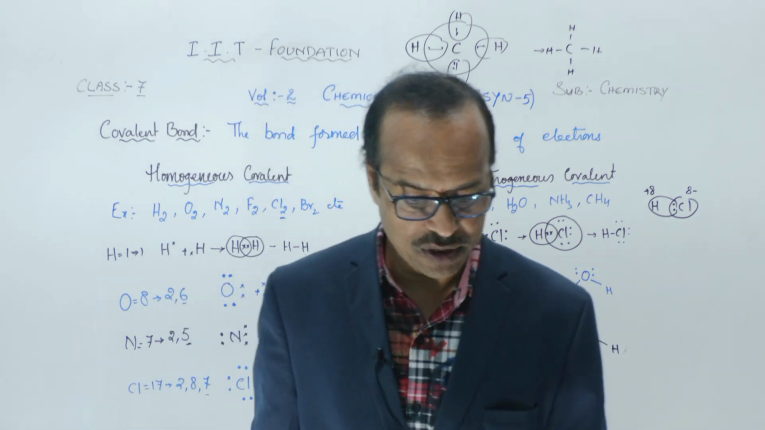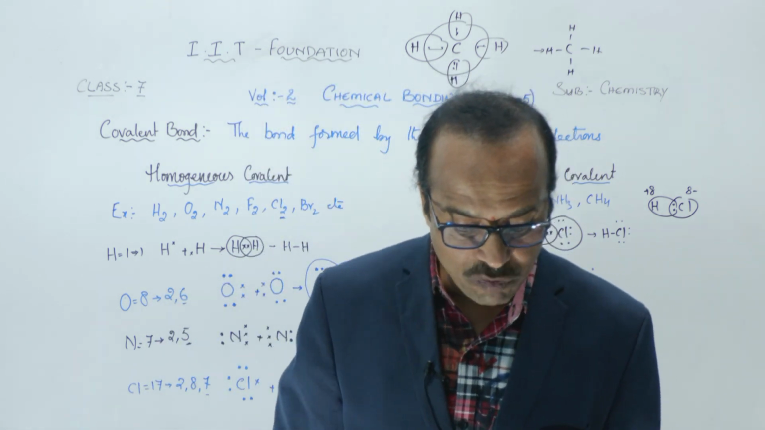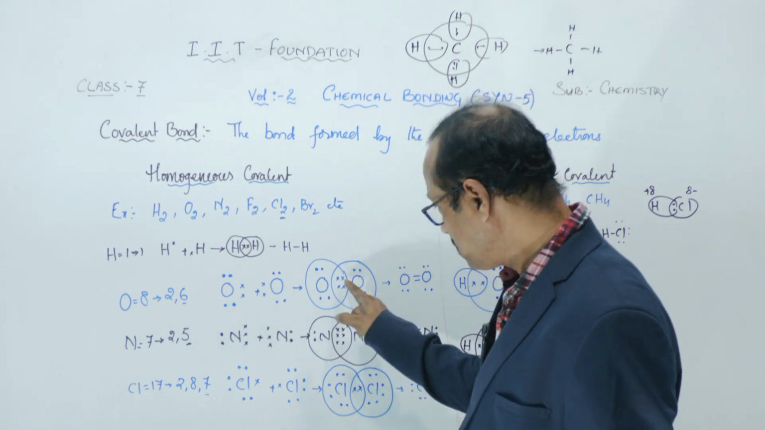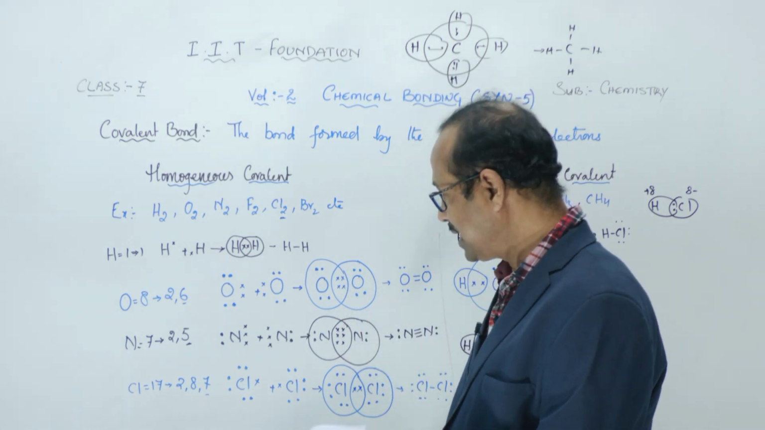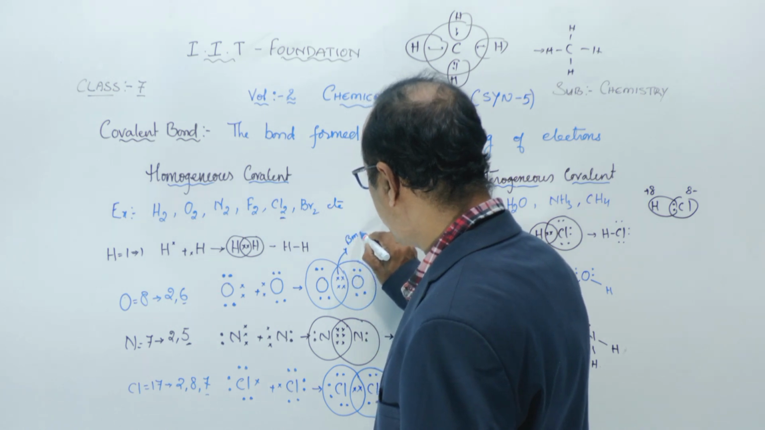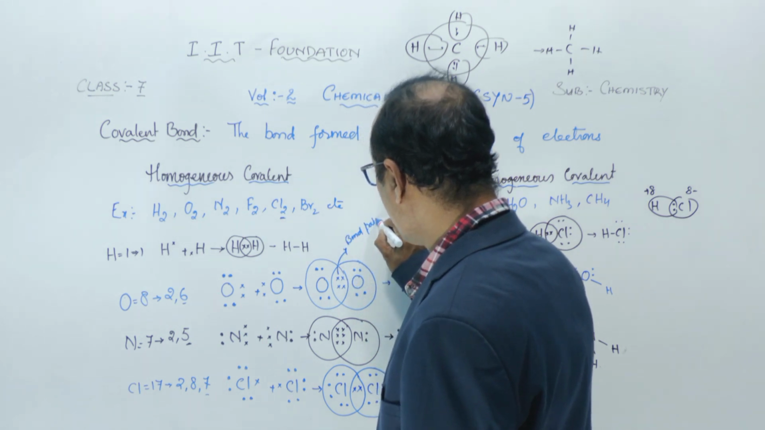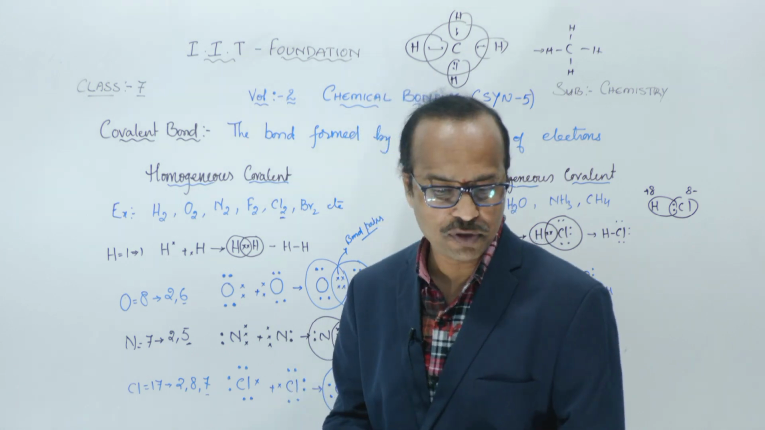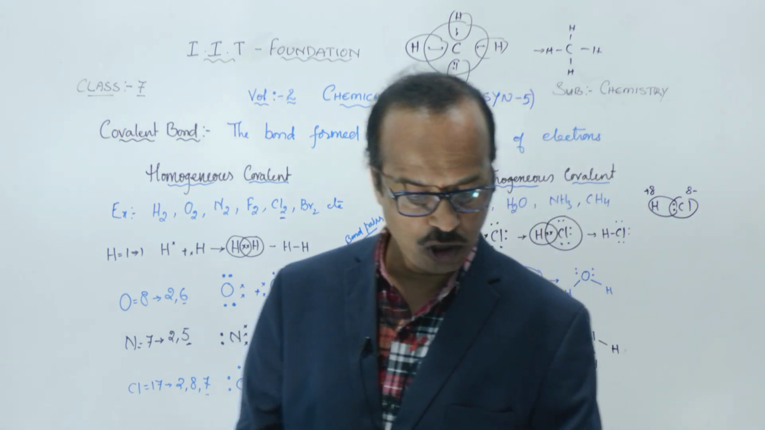Third question: the electron pairs involved in the bonding. What I said, they are called bond pairs. So, these are called bond pairs. So, the option is the fourth option.